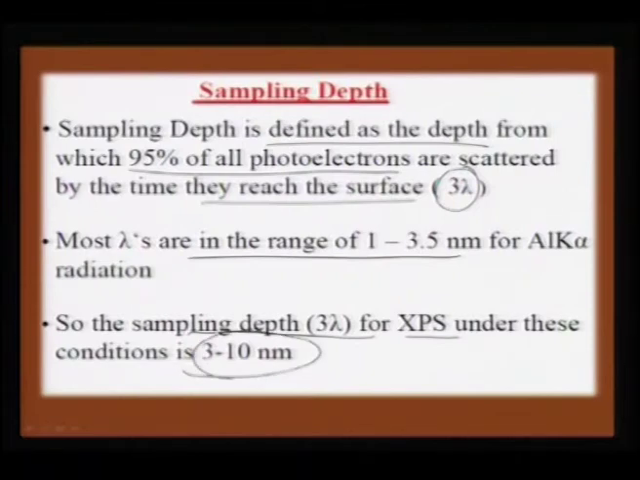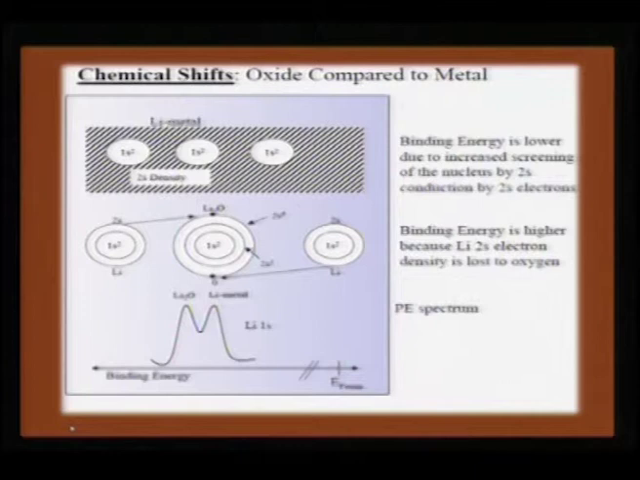Therefore, your sampling depth can be ascertained to be anywhere between 3 to 10 nanometers, and that is all we can probe. One of the very useful information that you get from XPS is the oxidation state. We will see several examples in the next few slides where we can understand what are the intricacies as we study those numbers. This is the case for lithium metal and this is the case for lithium oxide.